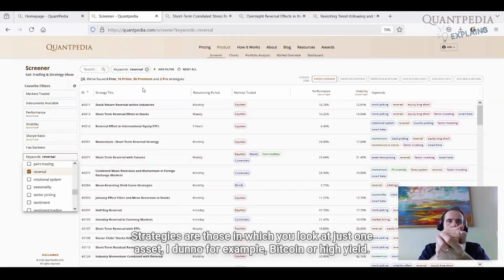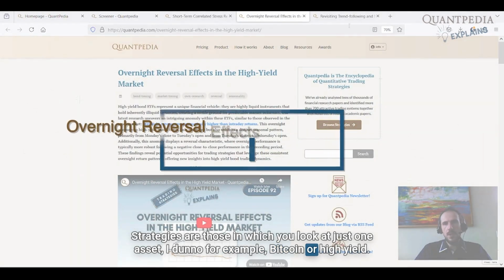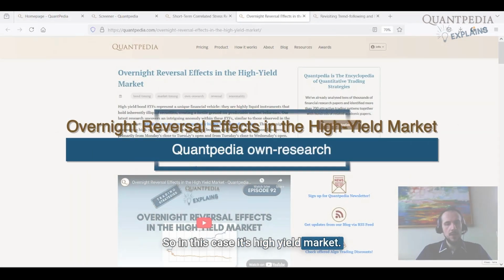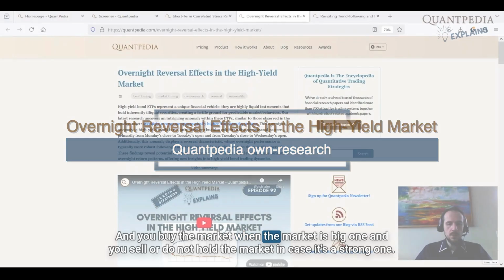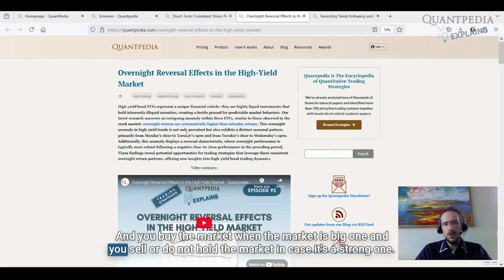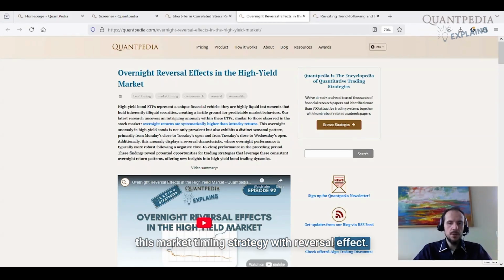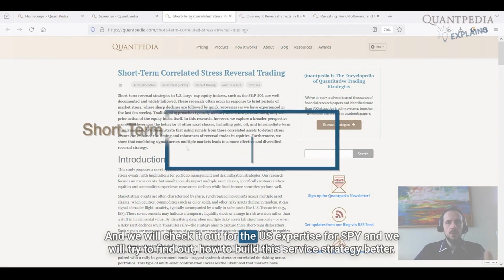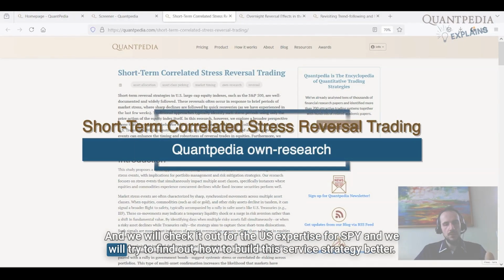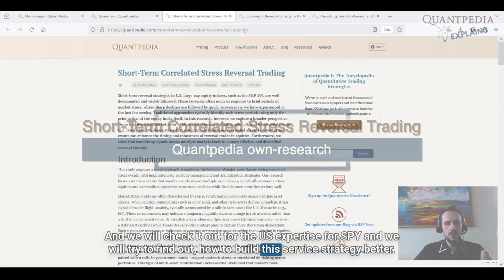The time series reversal strategies are those in which you look at just one asset, for example, Bitcoin, or high yield. In the high yield case, you buy the market when the market is a weak one, and you sell or do not hold the market in case it's a strong one. So the time series reversal in the case of one market is a market timing strategy, and we will try to revisit this market timing strategy, the reversal effect, and check it out for US equities, for SPY, and we will try to find out how to build this reversal strategy better.